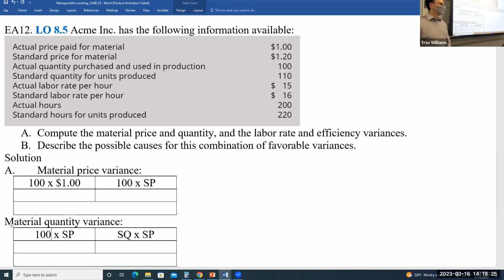I think I need a break just as much as you do. All right. Then standard price, it says is $1.20. That's going to go in 3 different places here. And standard quantity is 110.